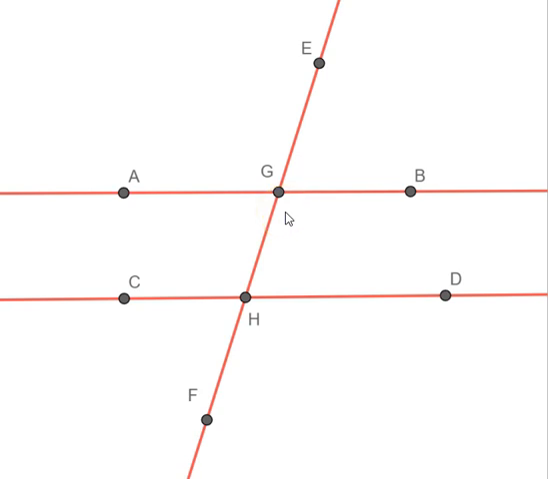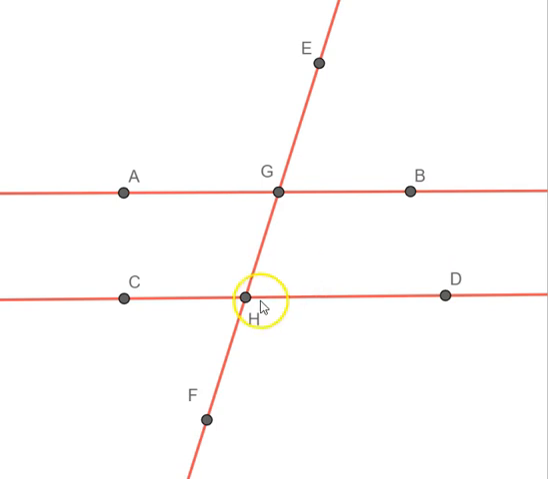Of course, to really complete the proof, we have to also look at the other case where AGH is less than DHG, since we have only looked at the case of greater than. But the logic follows the same thing. So we have proved that these two angles are equal if these two lines are parallel.